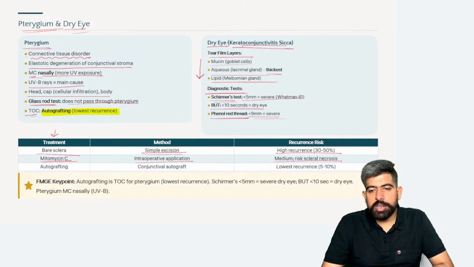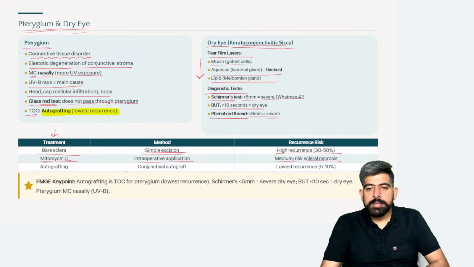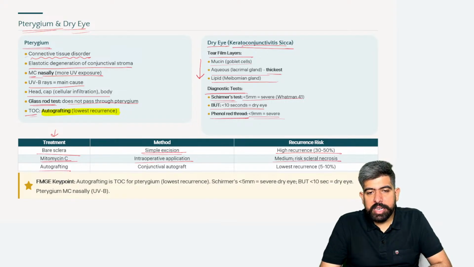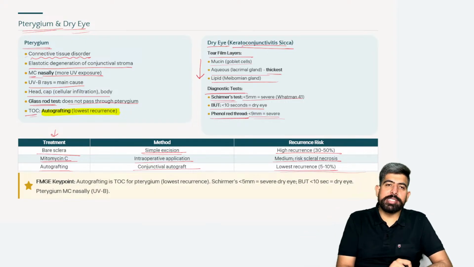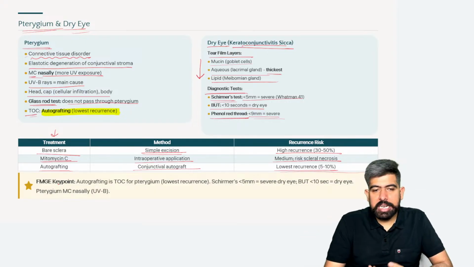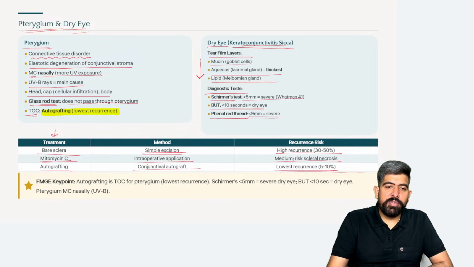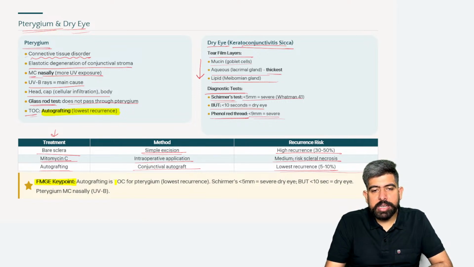There is a medium risk of scleral necrosis. And autografting is the conjunctival autograft. This has the lowest occurrence, just 5 to 10% recurrence. So remember the FMG key points again. The FMG key point says the autograft is the treatment of choice for pterygium because of the lowest recurrence.